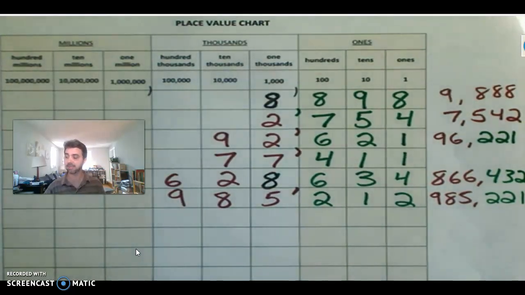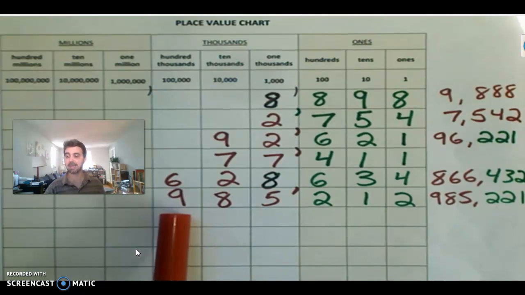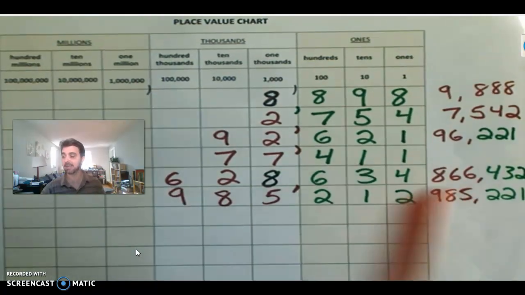985,221. It's bigger than 866,000, or even bigger than 628,000. There's only one place value you even need to look at. It's the 100,000s place. Because if that 9 is bigger than that 6, we already know it's bigger, right? And this 9 is bigger than that 8.